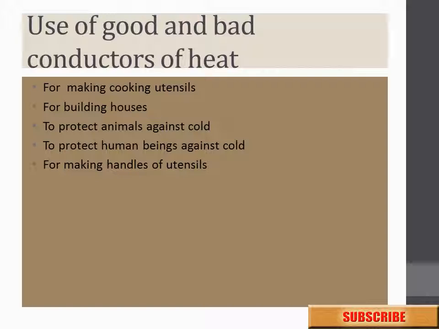For building houses, especially in rural areas, grass and mud are used. These are bad conductors of heat. They are also used to protect animals against cold. In cold winter especially, there are hairs or fur on animals, so they protect them to keep them warm when it is cold. To protect human beings against cold, we wear woolen clothes. In the previous lessons we learned about woolen clothes and how we get warm from them. They protect us from the cold in winter. This is because of the bad conductors of heat.